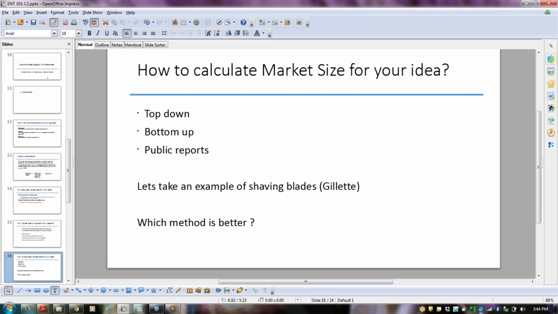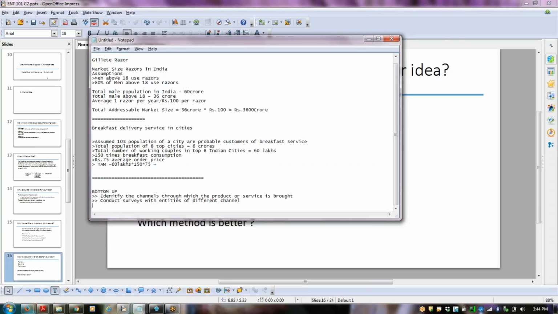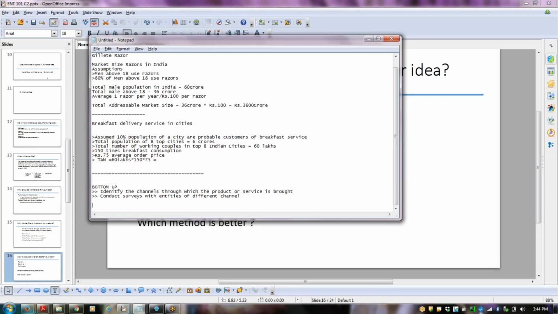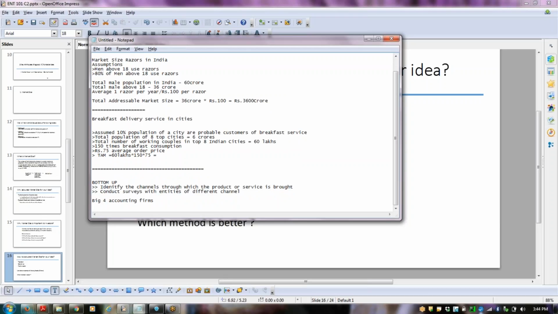And then the final thing is public reports. There are a lot of companies which do a lot of reporting, companies like the big four accounting firms. They run a lot of reports. Say, for example, we were talking about breakfast delivery. You can look for reports from these big accounting firms like KPMG, PwC, and EY, Ernst & Young, and PricewaterhouseCoopers, and there's one more firm I forgot. So there are big companies like this.